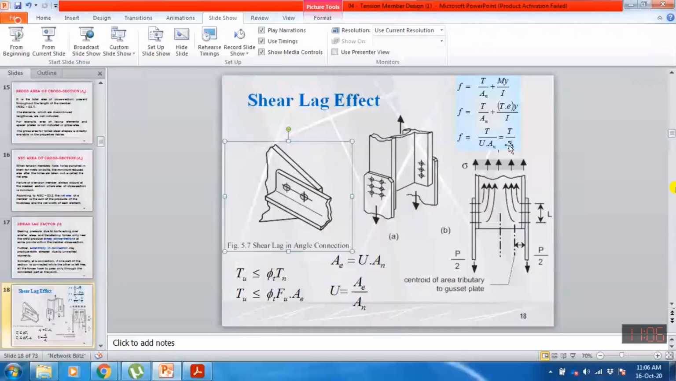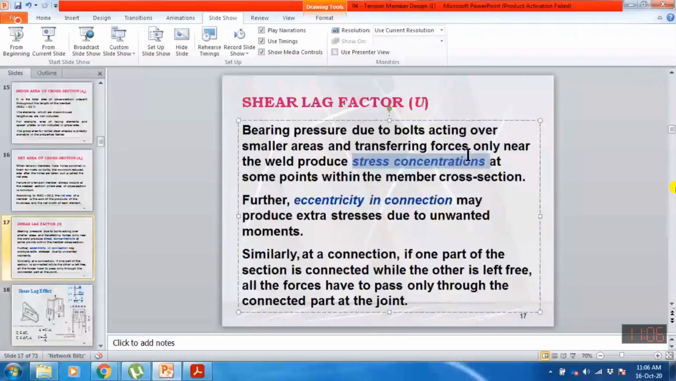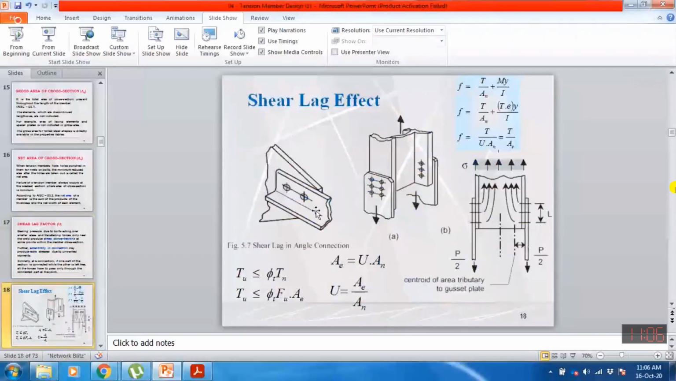The shear lag factor is a ratio between effective area over net area, and its value is always less than 1. And why do we consider it? Due to two reasons: stress concentration and the eccentricity. Similarly, at a connection, if one part of the section is connected while the other is left free, all forces have to pass only through the connected part of the member. Just like in this case, all force is transferred with the help of this vertical leg to this part. So these are the reasons, and here there are some sample cases.